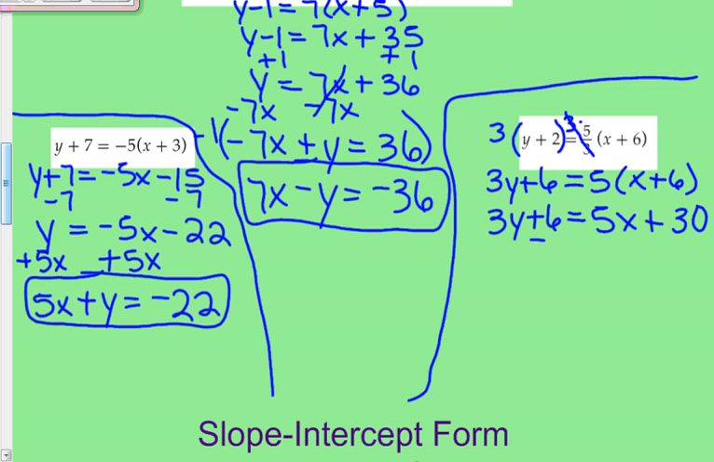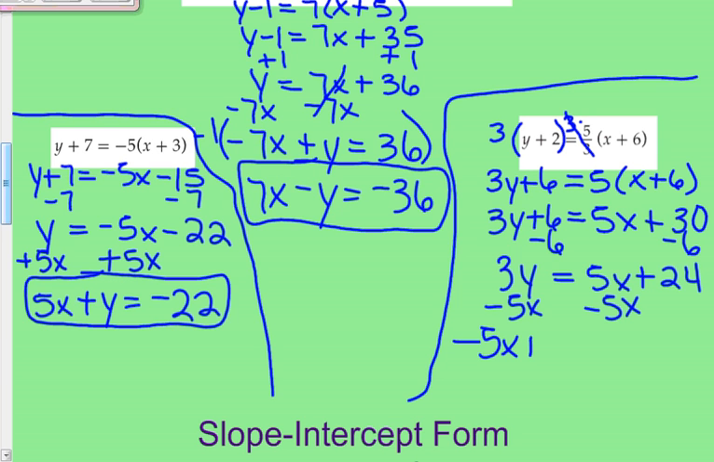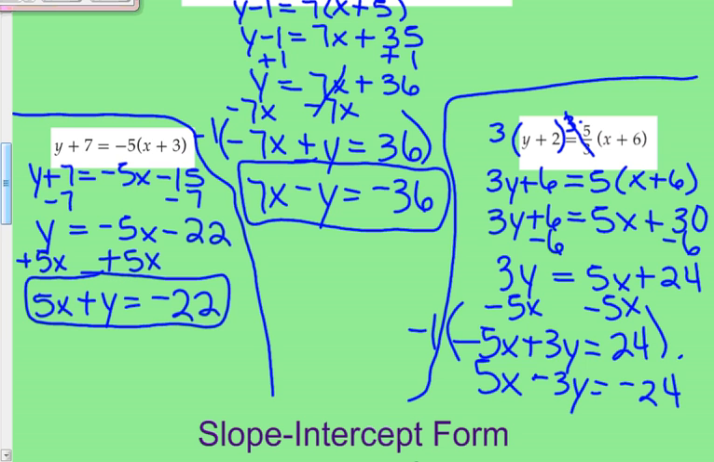Now I'm going to take my 6 and put it on the other side. 3y equals 5x plus 24. Now I'm going to take my 5x back to the left. Again, this is standard form. So negative 5x plus 3y equals positive 24. Can't have a negative, so I'll multiply the entire thing by negative 1. 5x minus 3y equals negative 24. And now I'm finished.